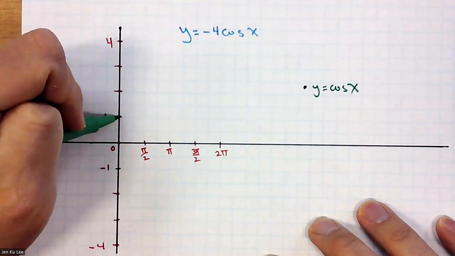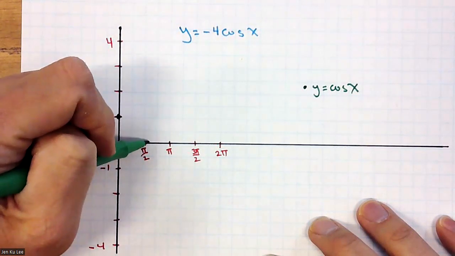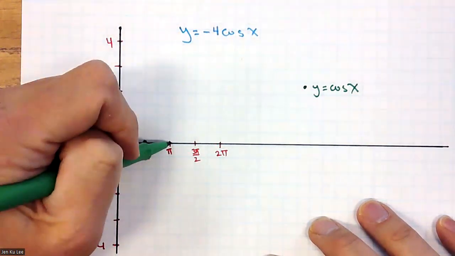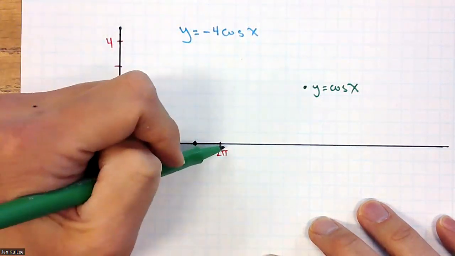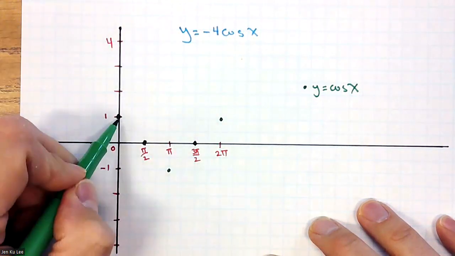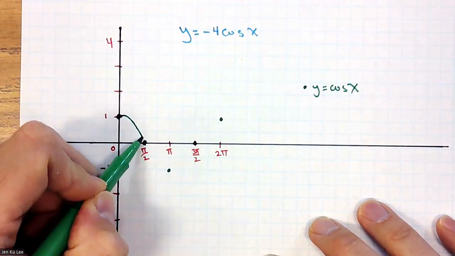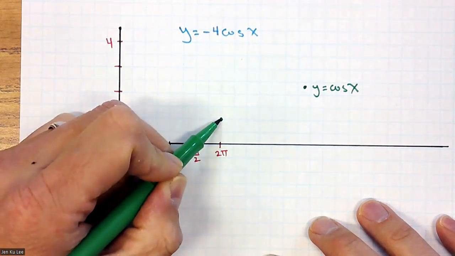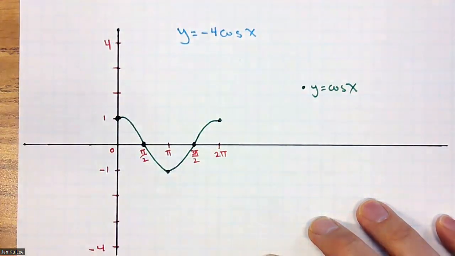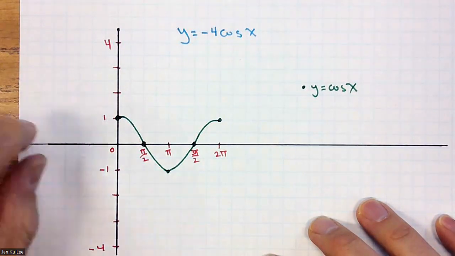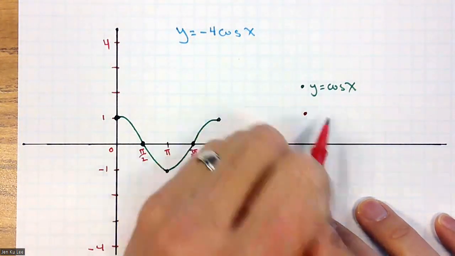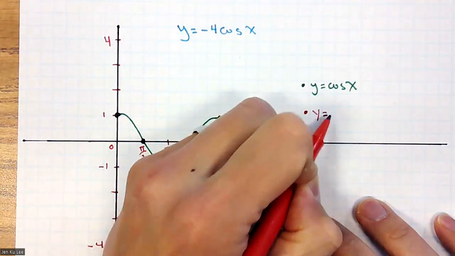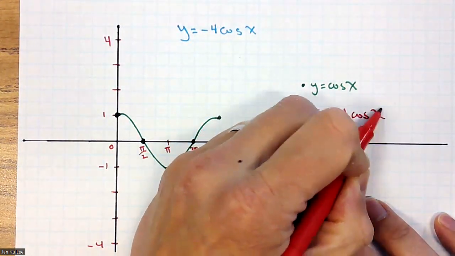So at 0, my cosine is 1. Cosine of pi over 2 is 0. Cosine of pi is -1. Cosine of 3 pi over 2 is 0. Cosine of 2 pi is +1, right? So here is my cosine graph, okay? And in red, I'm going to graph y equals -4 cosine of x.